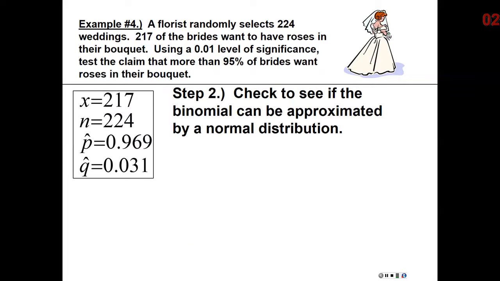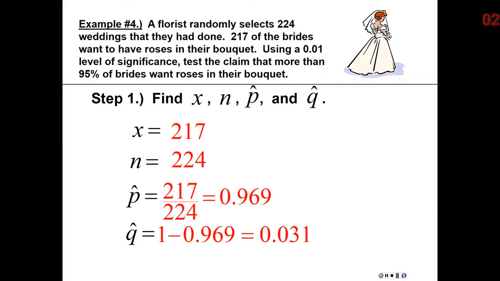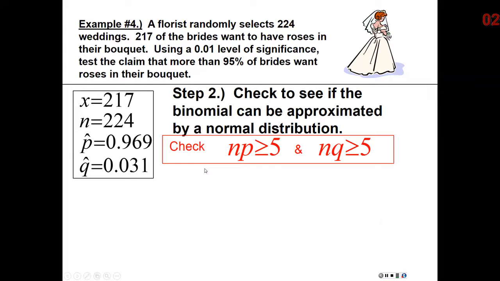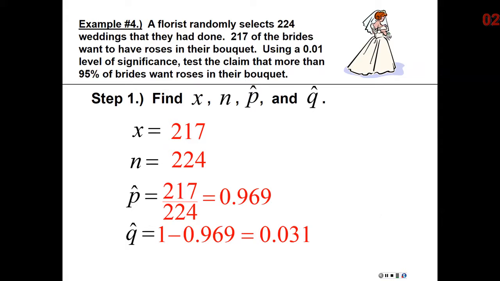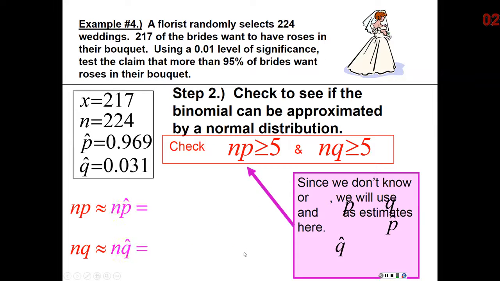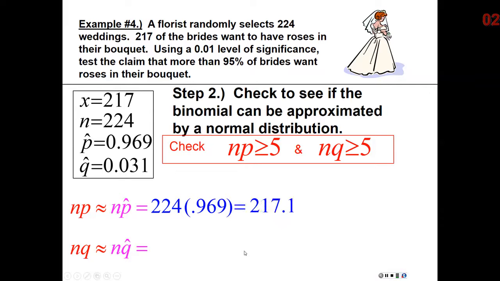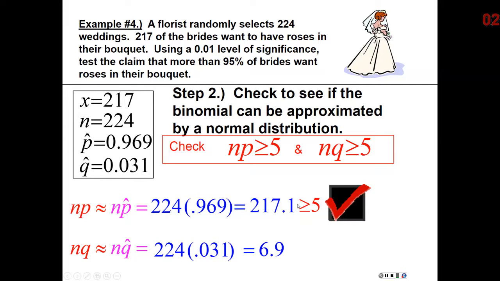Okay, so our next step is going to be to check and see if it's a normal distribution. Now, what we do is we take 0.969 times 224, your p hat times your n, okay? And then we're going to go ahead and take the q hat times the n and make sure that it's greater than or equal to 5. Okay, so that's actually much, much greater than 5. And this one right here is also going to be bigger than 5.